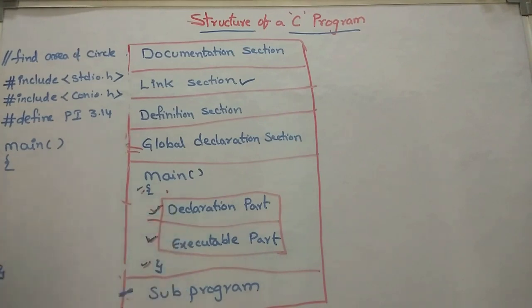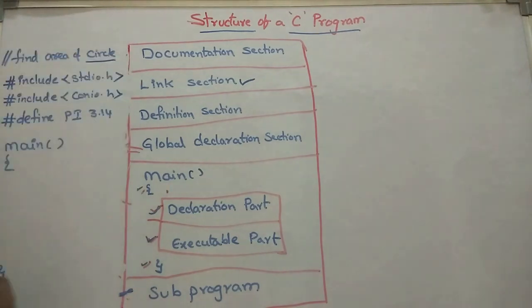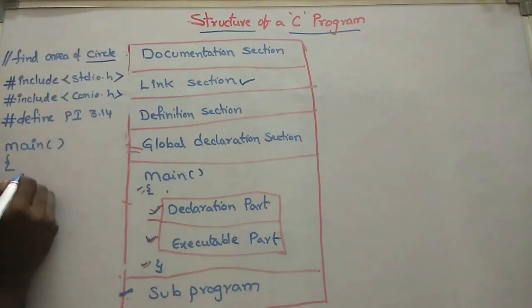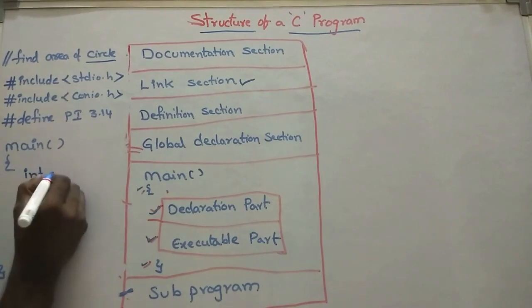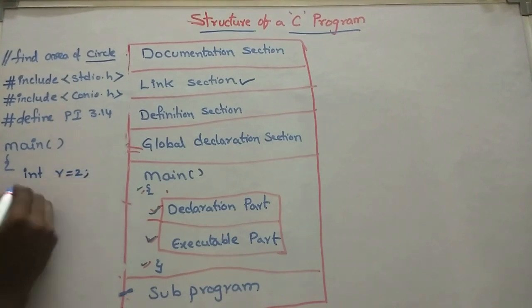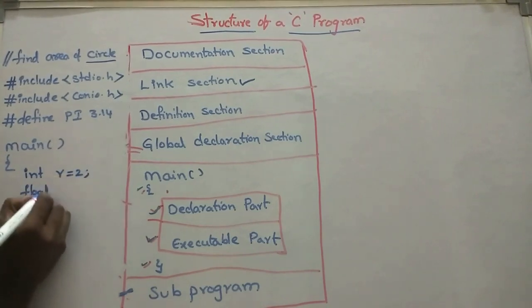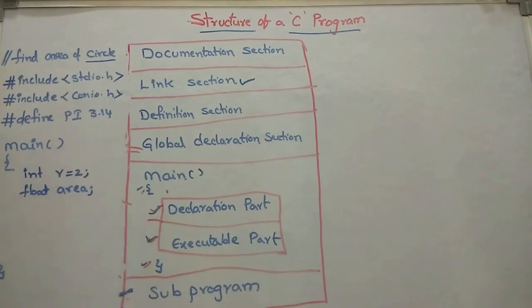Now what is the need of the declaration part? In the declaration part, you read any input and declare the variables. What is the problem statement? Find the area of the circle. Now I can declare the radius value, the r value. Suppose the r value is 2. And the output we get, I record as area. Those are the two variables I want to declare.